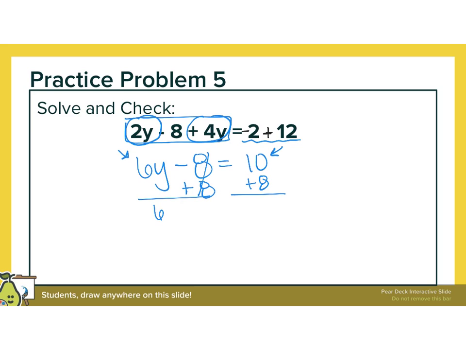These go away. 10 plus 8 is 18. Isolate the variable, divide by 6. I think y is 3. Let's change our color and check it.